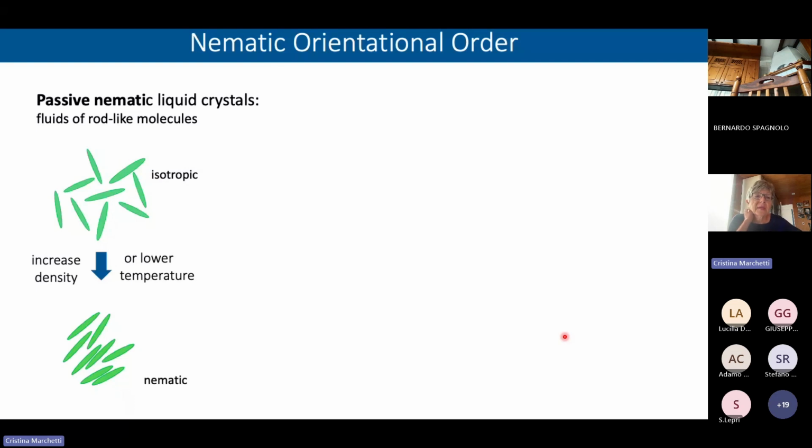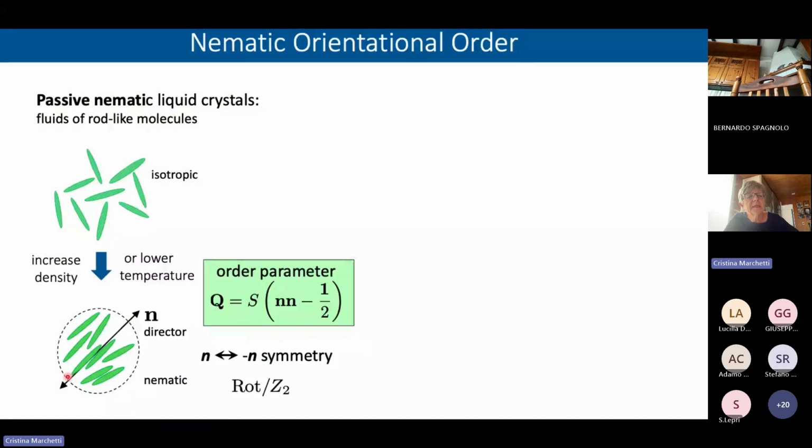A passive nematic liquid crystal is essentially a fluid of rod-like molecules that can form a state where the molecules on average have a random orientation. That's an isotropic liquid. Or as you either lower the temperature or increase the density, it can order in a state which has a nematic order. That is, these molecules are on average aligned in a common direction. And this type of order is generally characterized by a unit vector called the director.